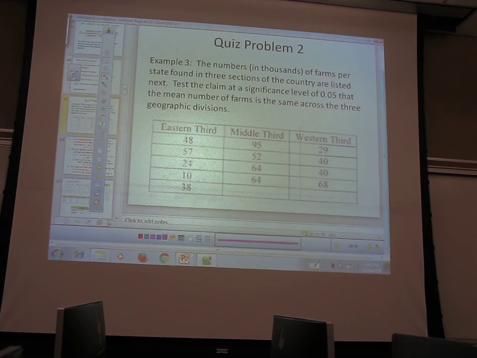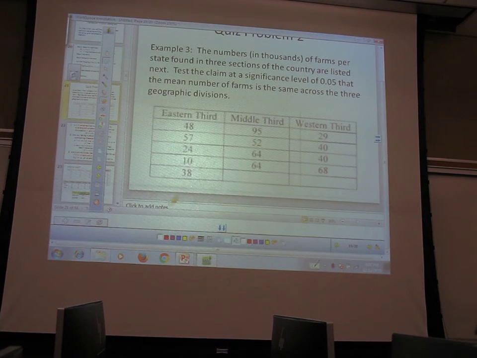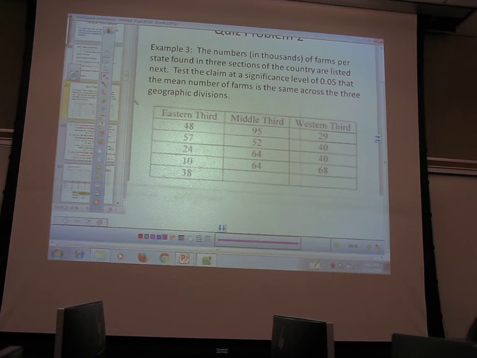So here's your quiz problem. Zachary, what is your H naught and H1? H naught equals mu1 equals mu2 equals mu3. And then the second one is at least one differs. Yep, at least one differs.